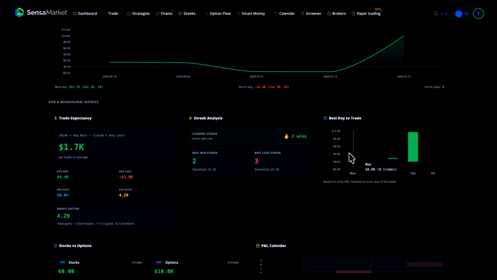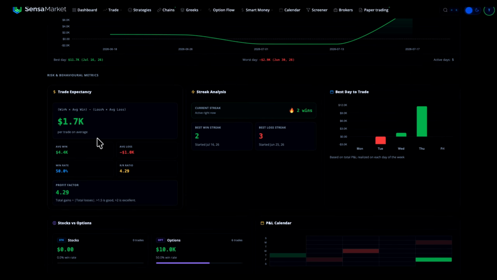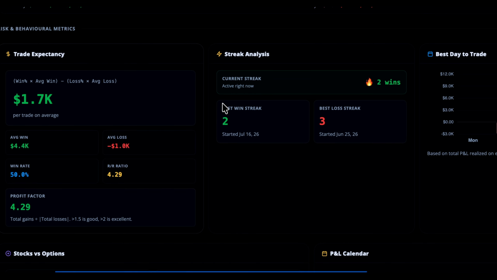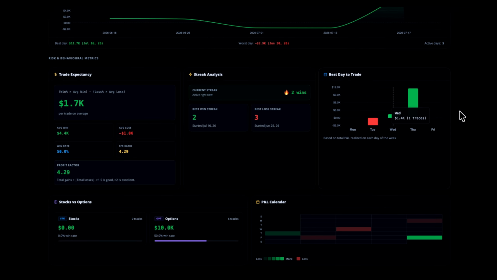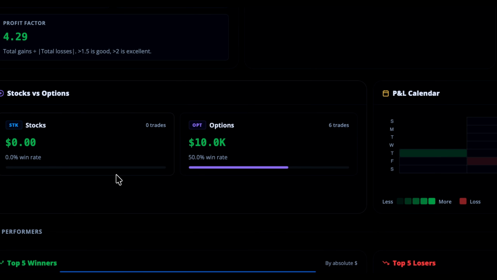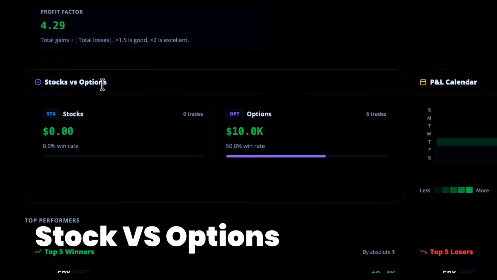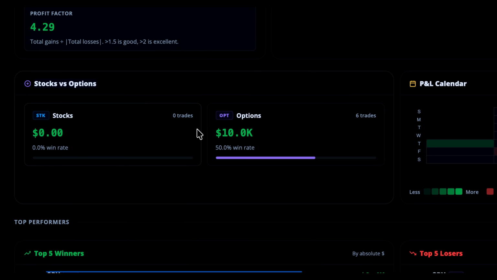Keep scrolling and you'll uncover insights into your trading habits. See your trade expectancy, winning and losing streaks, and even which day of the week you tend to perform best. See exactly how your stock trades stack up against your options trades, side by side, with win rate for each.